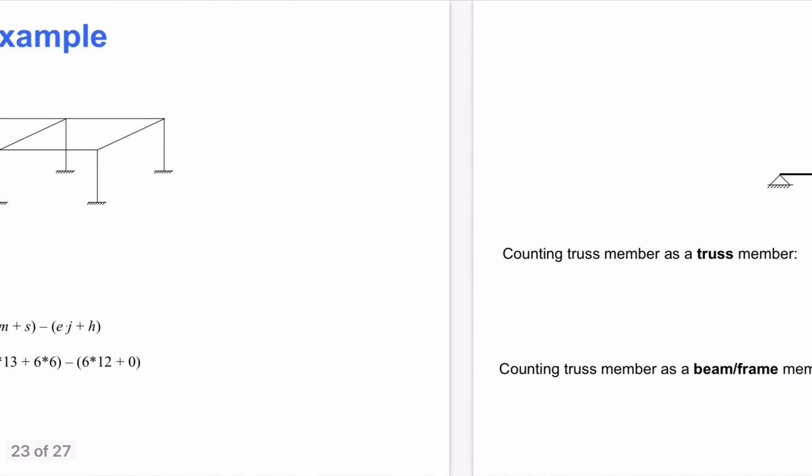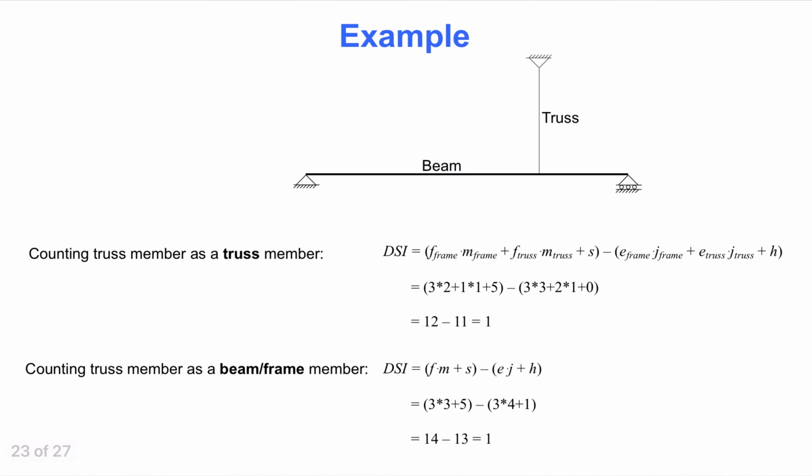In the next example, we return to the point that it is possible to count truss members as frame members, and then introduce releases to make sure the truss members act like truss members. The final result will be the same. This slide addresses first the recommended approach, which is to count truss members as truss members.